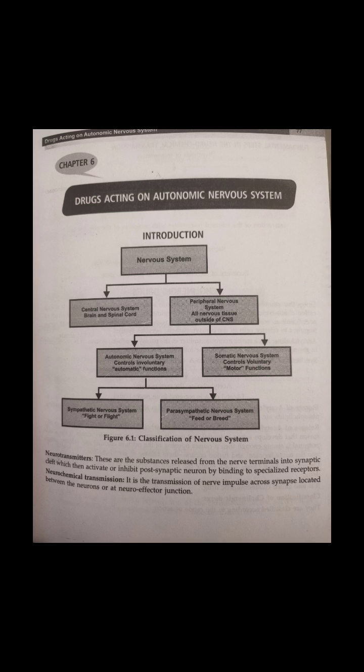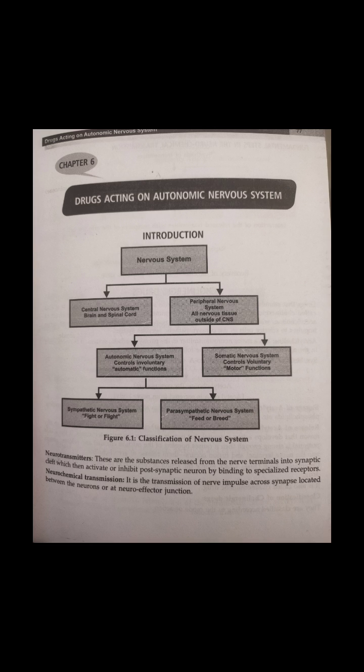So students, you have heard about the neurotransmitters. Let us look at what neurotransmitters are. These are the substances which are released from the nerve terminals into the synaptic cleft, which then activate or inhibit the postsynaptic neuron by binding to specialized receptors. The next is neurochemical transmission. It is the transmission of nerve impulse across a synapse located between the neurons or at the neuroeffector junction.